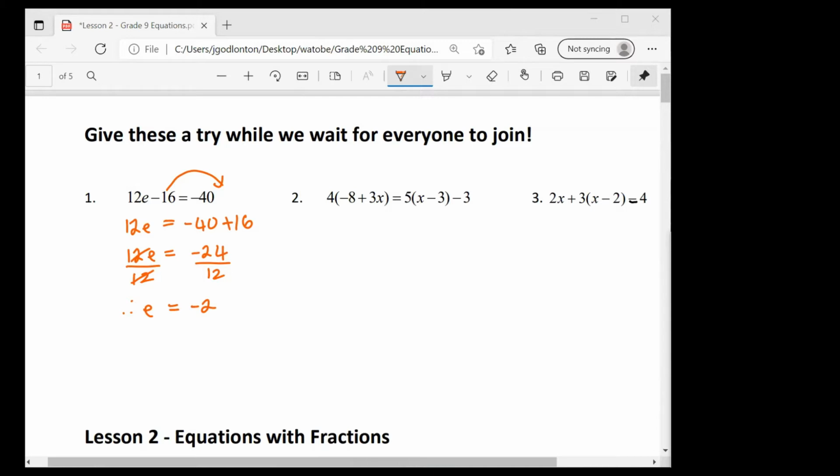Ma'am, how did you get -24? So -40 plus 16 would give me -24. I'm taking all the way a -40 and then I'm adding numbers, so I'm getting closer and closer to 0. Oh, thank you, ma'am. No problem.